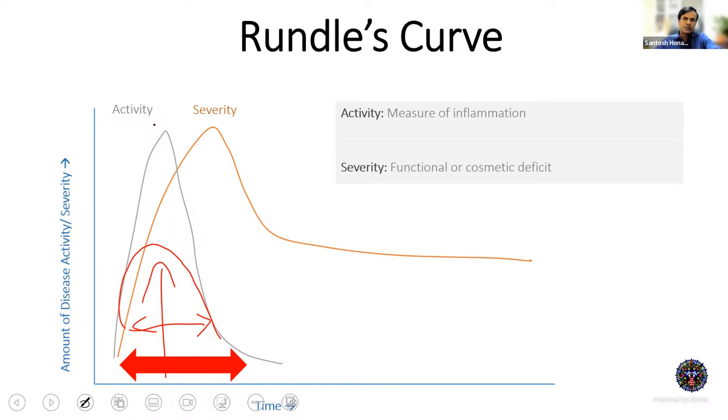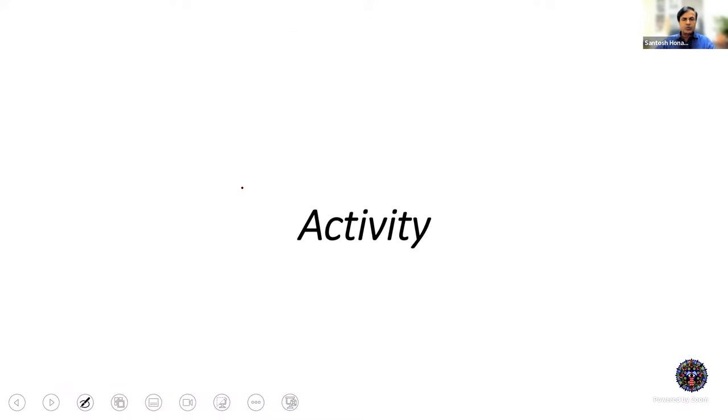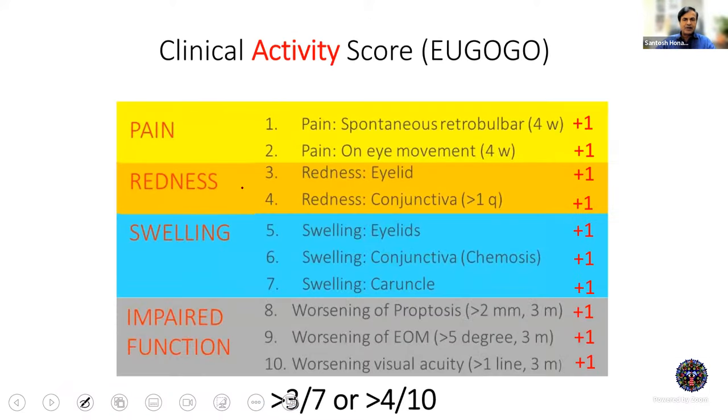So medical management aims at treating the activity of the disease and some aspects of severity, correct? Although our aim is to treat the activity, it will have a bearing on some aspects of severity, which we understand, right? So to know what all it affects, we should know what is activity. I think this was told to you in the class last week.